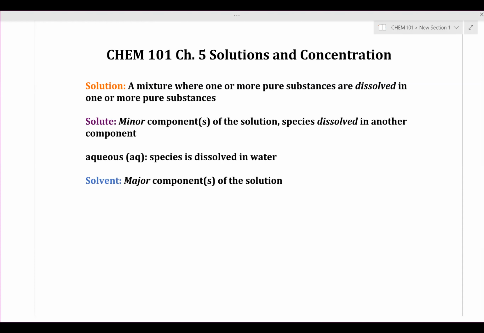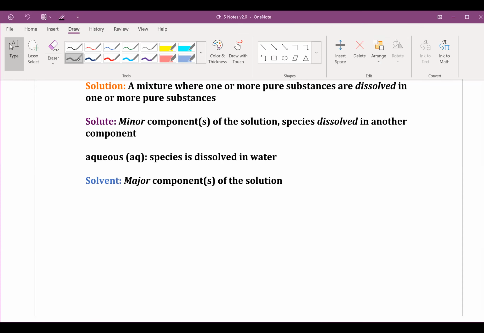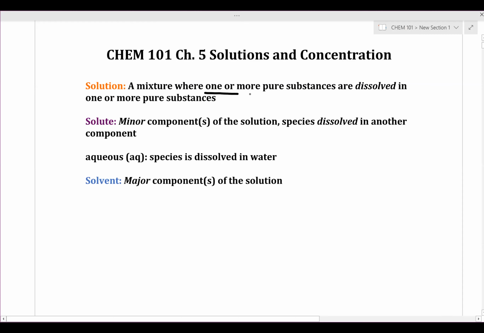What do I mean when I say we have a solution? A solution, quite simply, is a mixture where one or more pure substances are dissolved in another pure substance. So one species is dissolved in the other. The solute is the minor component. It's the species that is dissolved.